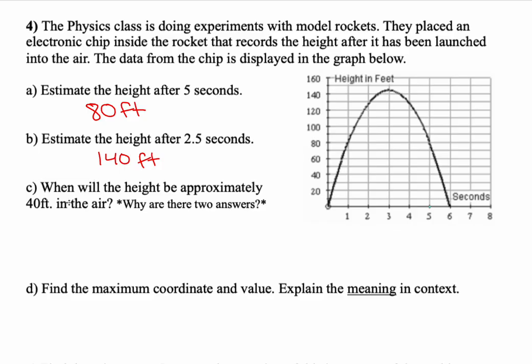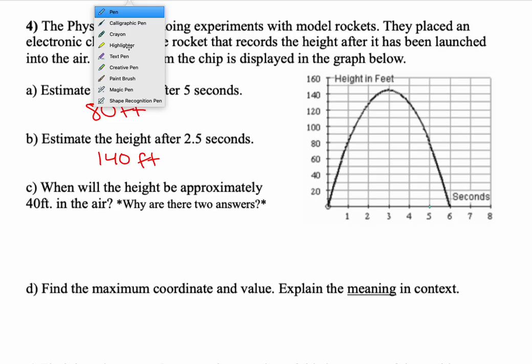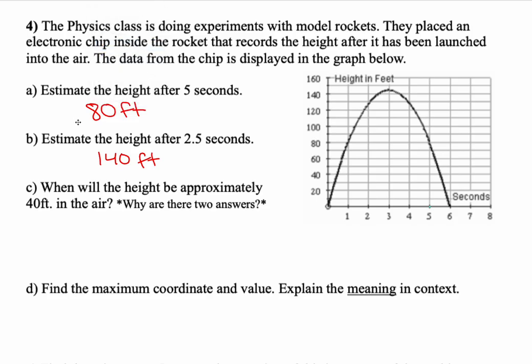The next question says, when will the height be approximately 40 feet in the air? And then it says, why are there two answers? So we know that there's going to be two answers. We're going to use a green highlighter for this. I want to go to the height of 40 feet, which is this number right here. I'm going to go across the graph, and I see it cross one time, and then it crossed again. So 40 feet in the air happened twice. So there are two answers.